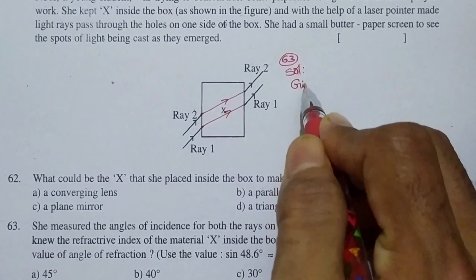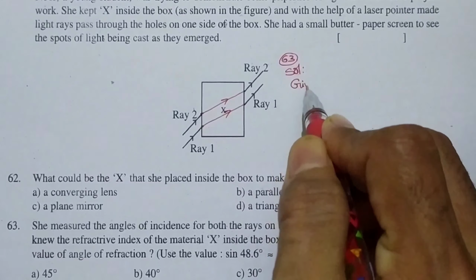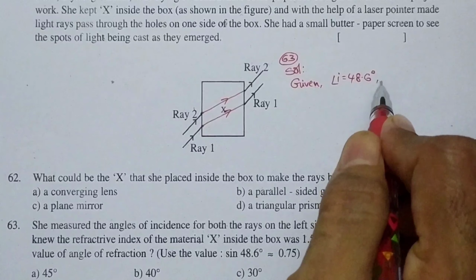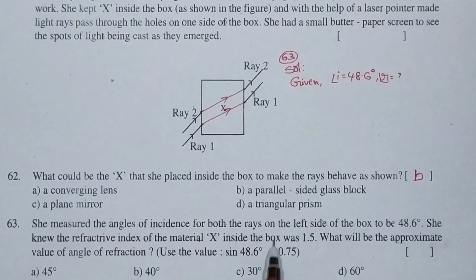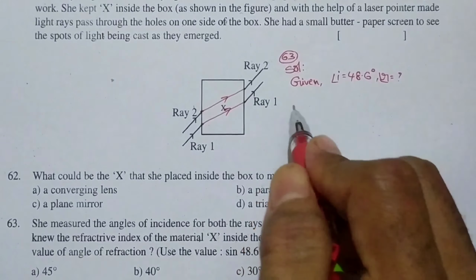Given value is the angle of incidence, that is angle i. Angle i is given as 48.6 degrees. Right. Now the question is that angle r is to be found. Now we know that refractive index n equals sin i by sin r.